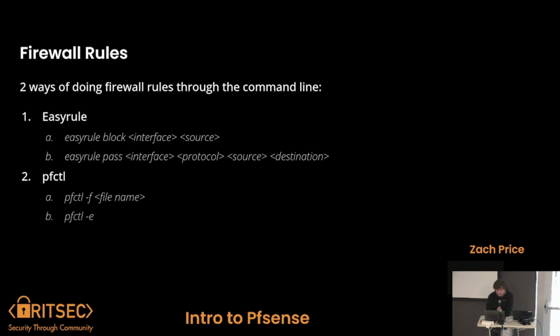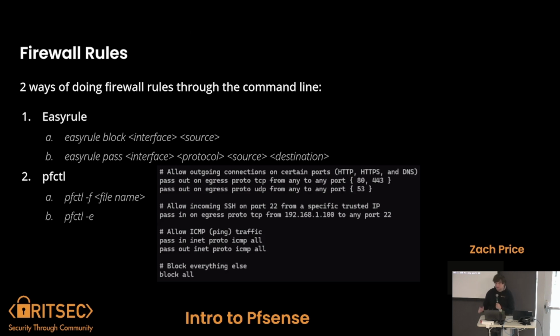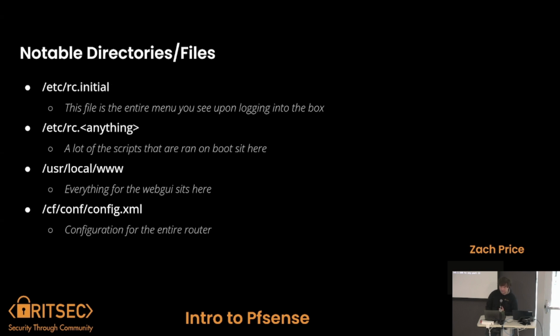So there's that. And then pfctl, the easiest way to do it is just write out a file and then essentially use that file to upload all your pfSense or pfctl rules. This is an example of a file. So it's passing outbound packets on the egress interface using TCP from any port, from any source to any destination on ports 80 and 443. It's a lot more complicated than easyrule, but it allows you to be a lot more specific and a lot more granular, which is very nice. So there's plenty of examples you can find online if you want to use this way.